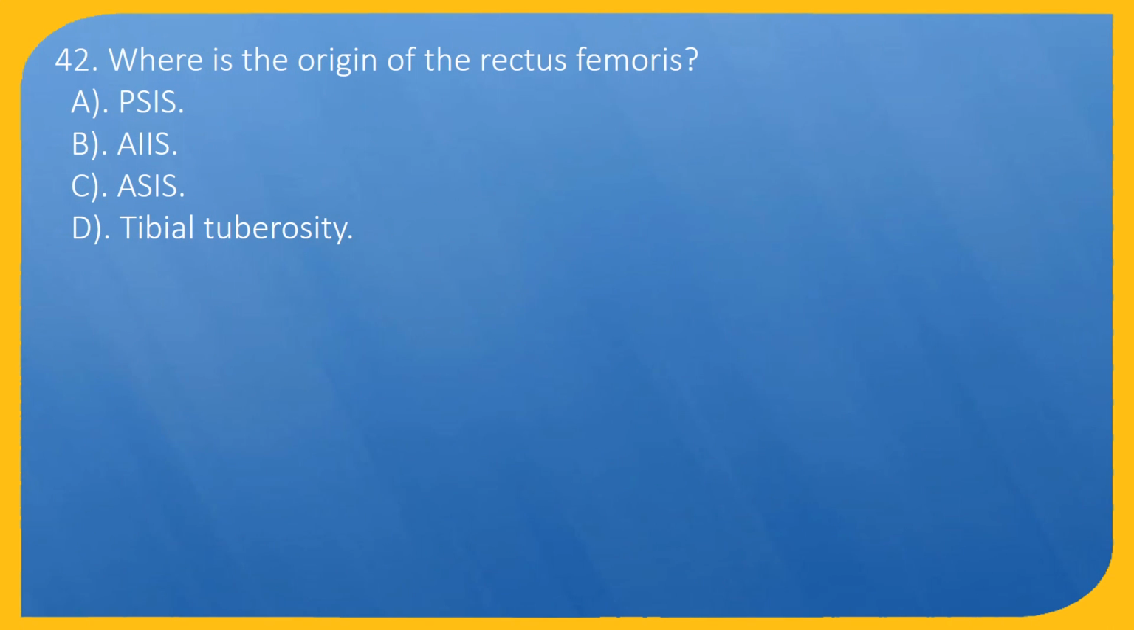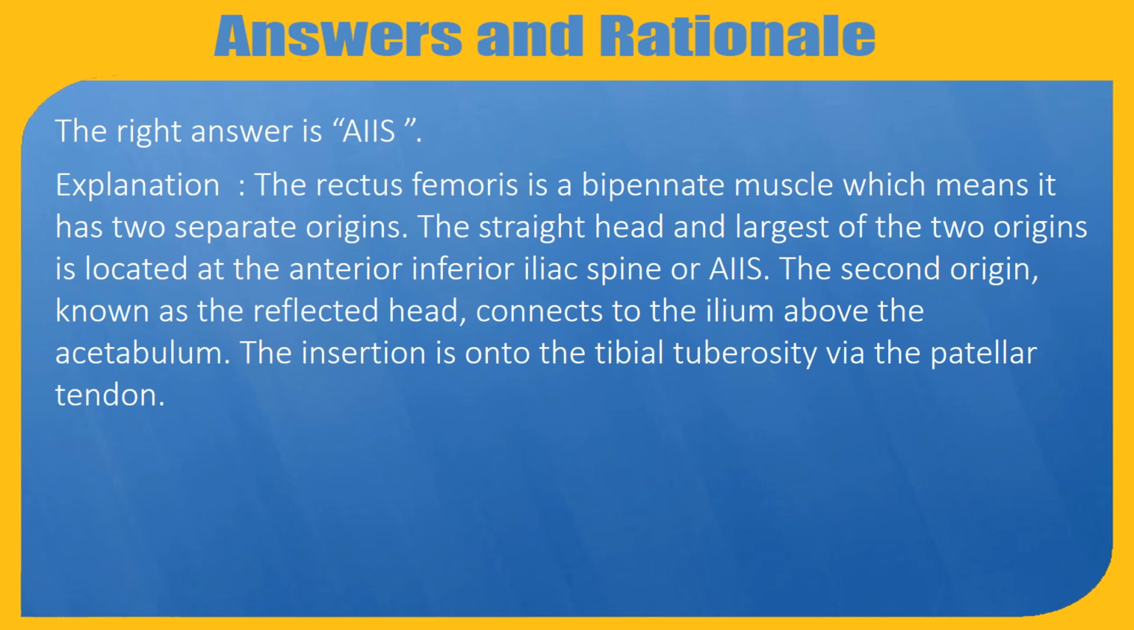Question 42. Where is the origin of the rectus femoris? A. CIS. B. AIIS. C. ACIS. D. Tibial tuberosity. The right answer is AIIS. Explanation: the rectus femoris is a bipinnate muscle, which means it has two separate origins. The straight head and largest of the two origins is located at the anterior inferior iliac spine, or AIIS. The second origin, known as the reflected head, connects to the ilium above the acetabulum. The insertion is onto the tibial tuberosity via the patellar tendon.